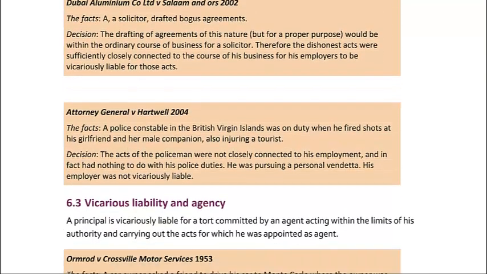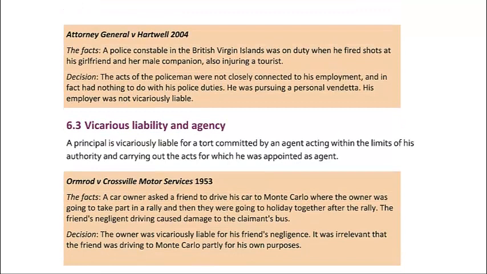Now, this final case, I don't think you're going to get tested on this, but it's quite an entertaining one. In this case, the Attorney General was being sued, basically as the representative of the government in the British Virgin Islands. So it was really whether the state was liable for the actions of a policeman, the state being the employer of the policeman. Now, in this case, a police constable was on duty, and he fired shots at his girlfriend and her companion, and also, as it says there, a tourist.